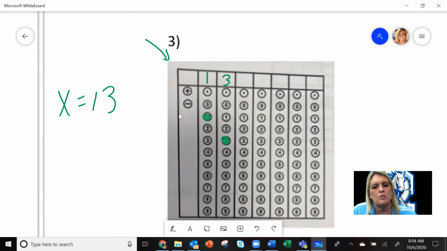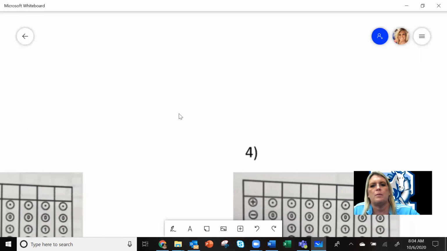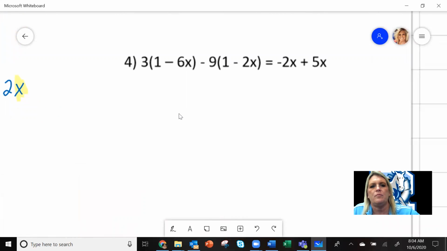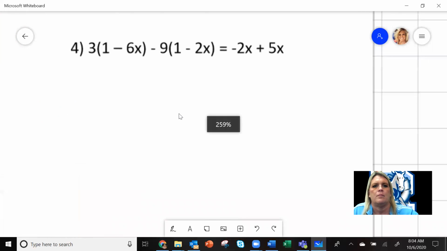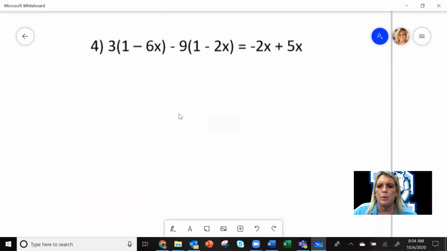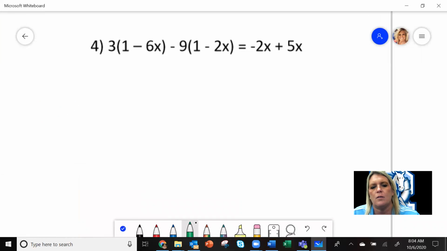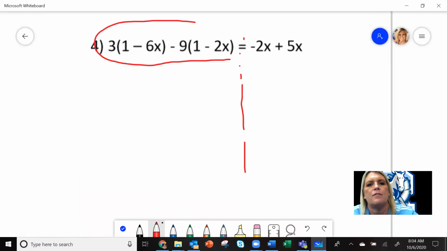Okay, let's go and do the last one, which is number 4 right here. So you can pause the video, try and do it yourself, and then we'll come back and see how you did. At the equal sign, drawing a dotted line, I'm going to take the first part and put that in first. So that right there, it's going to say y equals all of that.